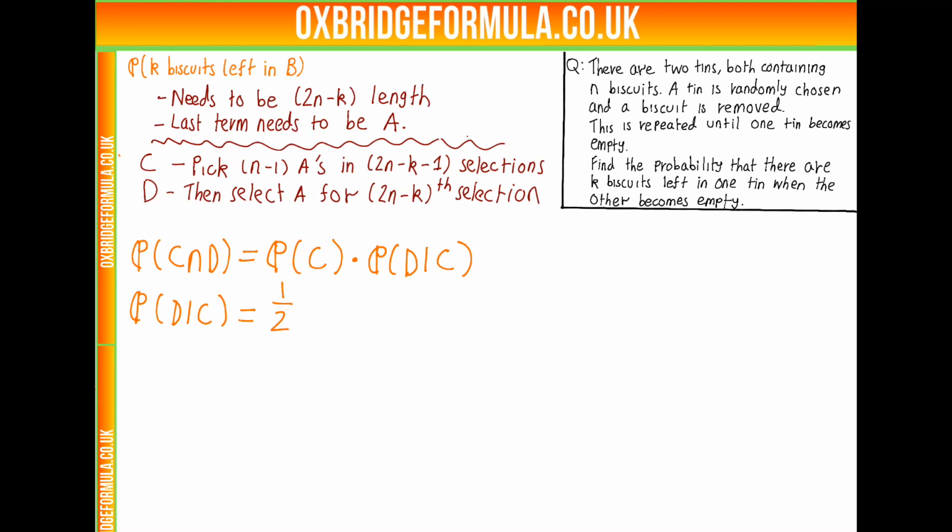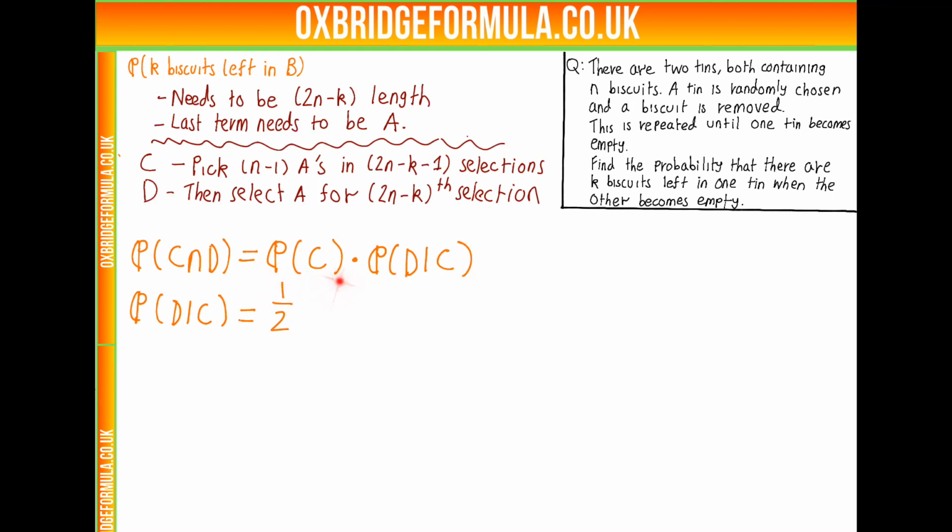Well, what we know is if C occurs, we've got our sequence going along, and we know there is one biscuit left in A, and we know there's some biscuits left in B. And so when there's biscuits left in both tins, we know we pick A or B arbitrarily with probability of half. So probability of D given C, i.e. selecting A on that 2n minus k selection, is a half. So we know this.